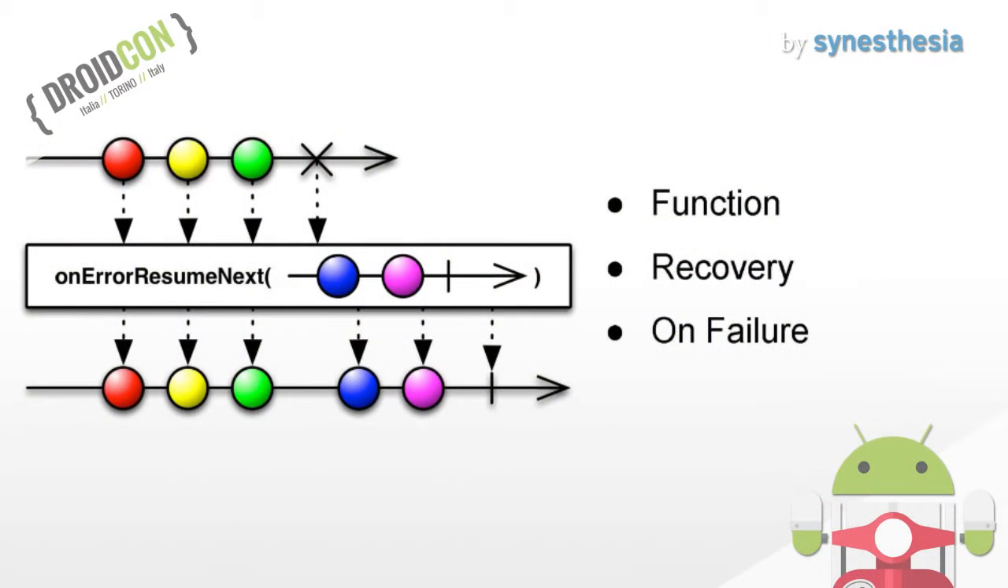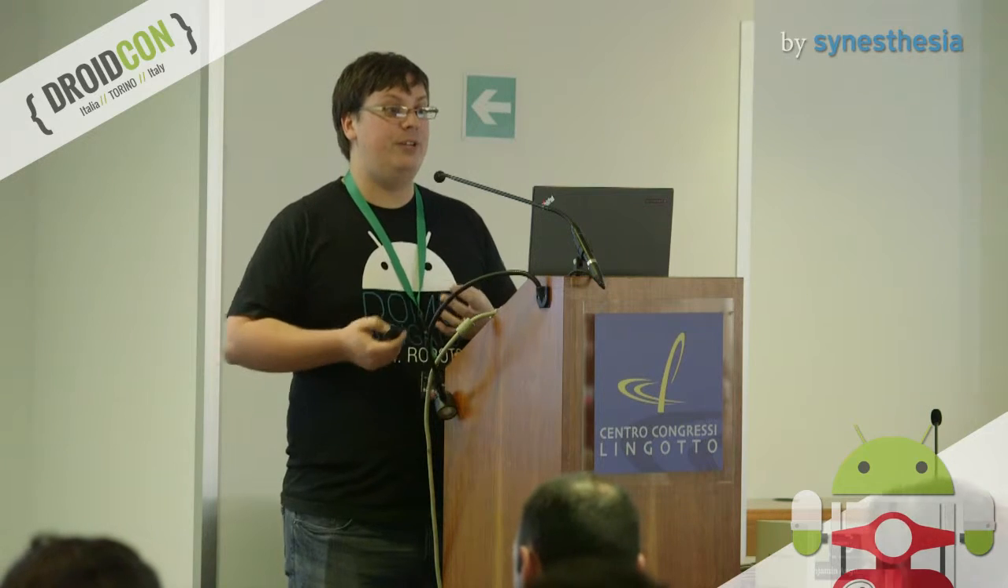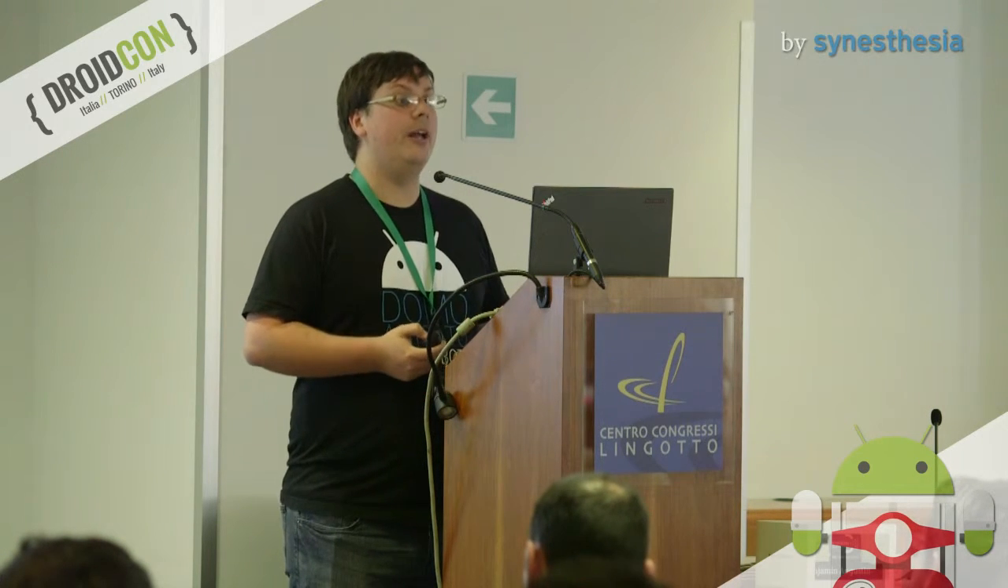And the last one is onErrorResumeNext. And this is an operator that allows you to say, if I get a failure, I might know how to resume from it. I might know how to restore my state and continue to work without having to bubble up the error to the UI.